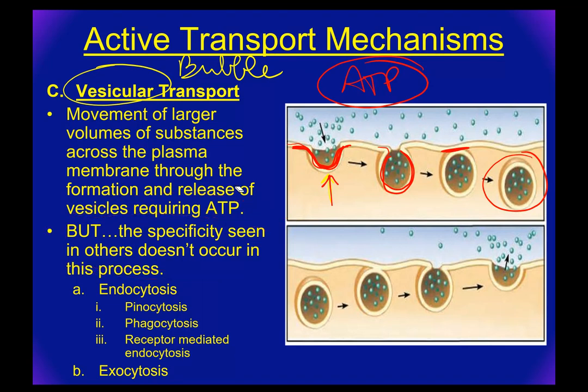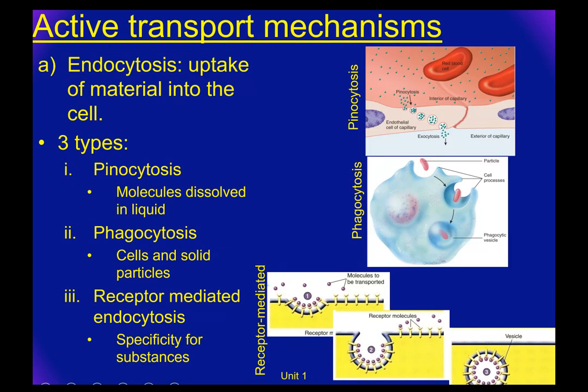We actually have two main types of vesicular transport. We have endocytosis and we have exocytosis. In endocytosis, we have three options. We've got pinocytosis, phagocytosis, and receptor-mediated endocytosis. So let's talk about those.